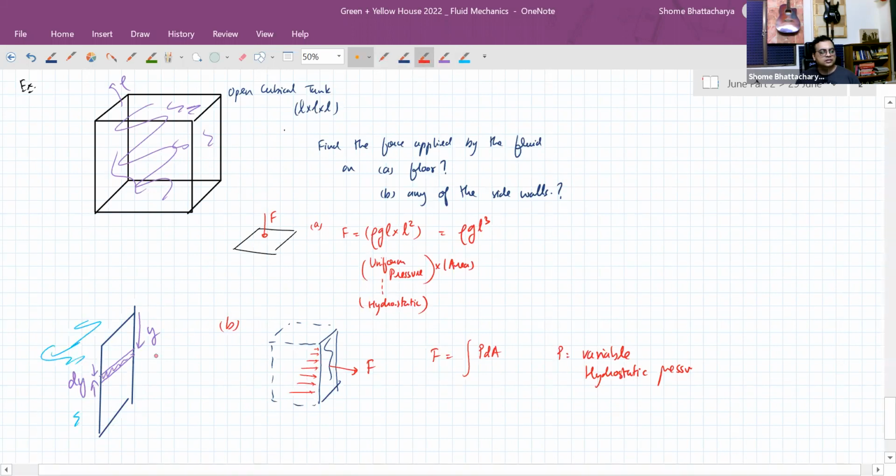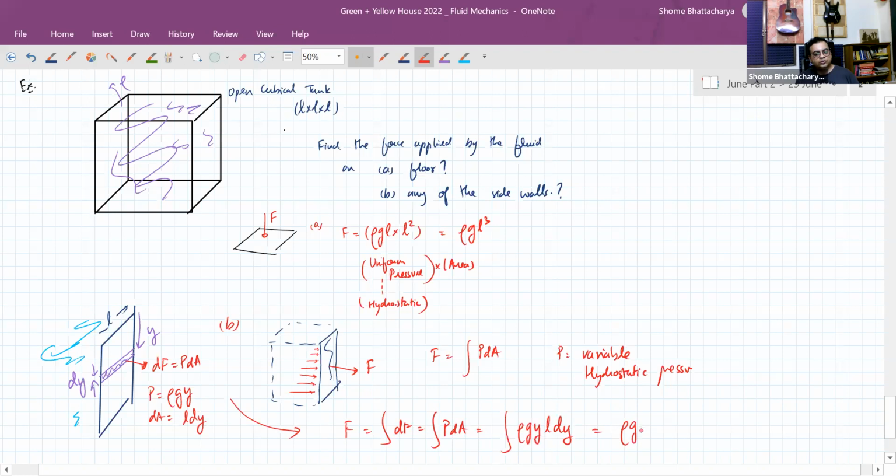So the liquid is present on this side. At a depth of y, the hydrostatic pressure will become rho g y, and the side length is L. So the area of that strip is L dy, length into thickness. So the net force acting on the side wall is going to be the integration of the force on all these strips, so integration of hydrostatic pressure over area.